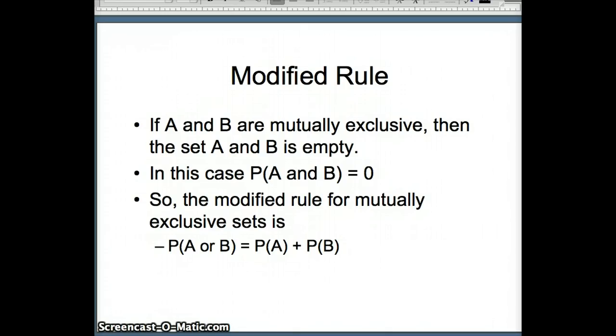Which gives us a modified rule. If A and B are mutually exclusive, which means that you cannot have both events happen simultaneously, so the set A and B is empty. And if A and B is empty, certainly the probability of A and B would have to be zero. So that gives us our modified rule for mutually exclusive sets, which tells us the probability of A or B is the probability of A plus the probability of B.